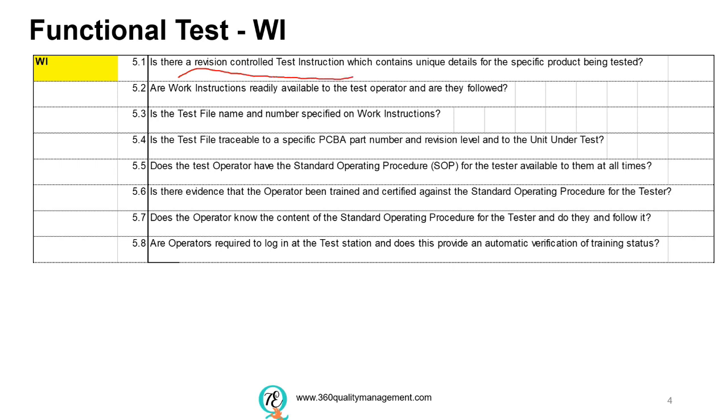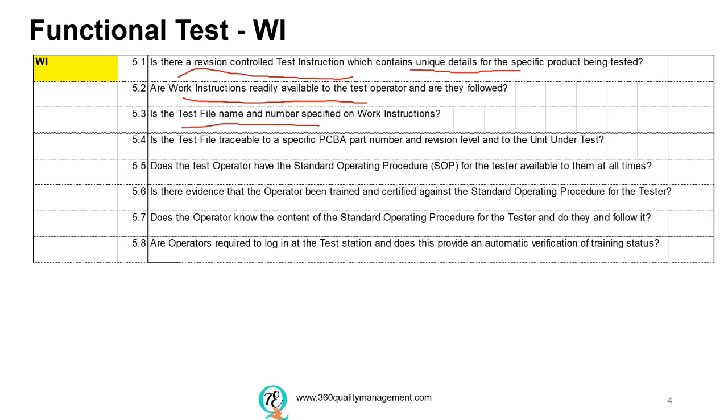The first section of the functional test QPA checklist is on WI, where you will need to check if there is a revision control test instruction that contains the unique details for the specific product, which includes the part number, has been tested, and the work instruction must be readily available to the test operator, and they follow these work instructions accordingly.